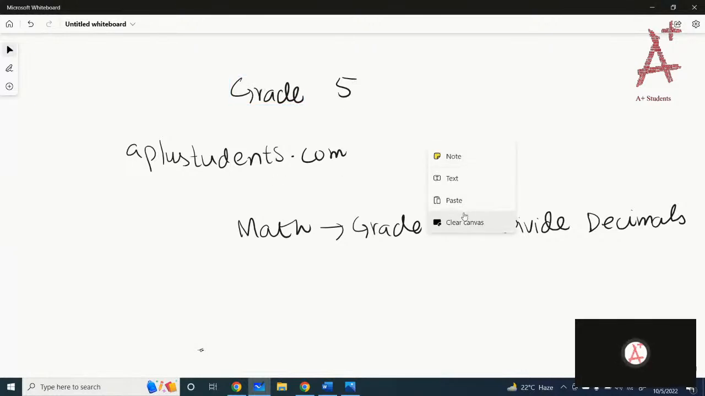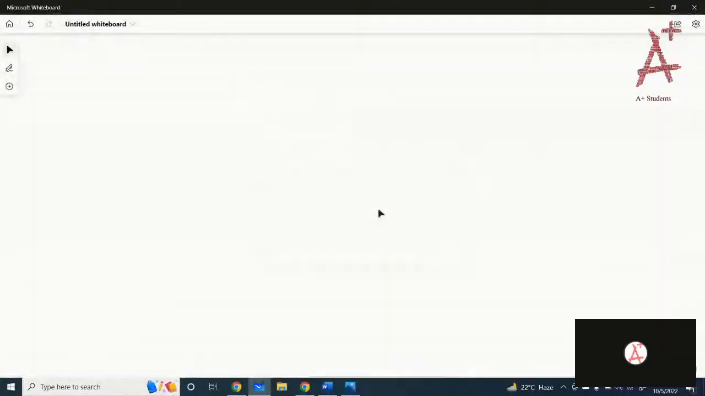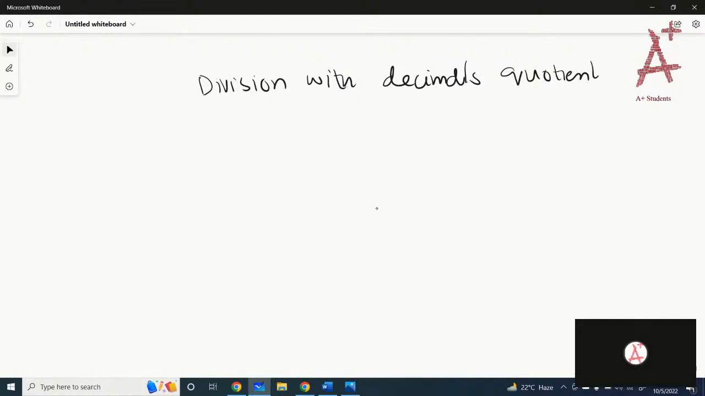So let's start with the topic division with decimal quotients and rounding. So let's start with examples.